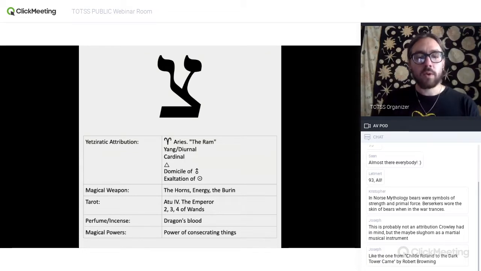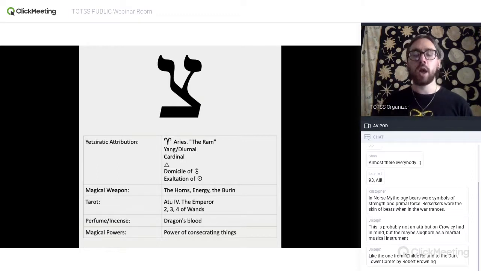All right, and then we can also attribute the 2, 3, and 4 of wands to the 3 decans of Aries. For perfume or incense, Crowley just gives dragon's blood, and we just saw that as one of the Mars incenses. It's especially appropriate here for Aries. It's the red color. It has a kind of fiery quality. All right, and then for our magical powers, we have the power of consecrating things. And so I think maybe this ties into some of what we were just saying about the burin. Consecration is also generally attributed to fire.